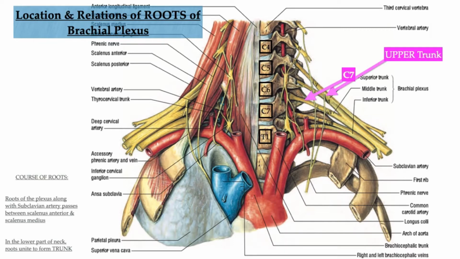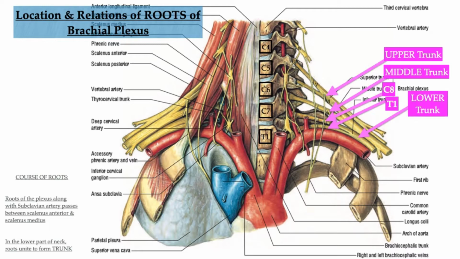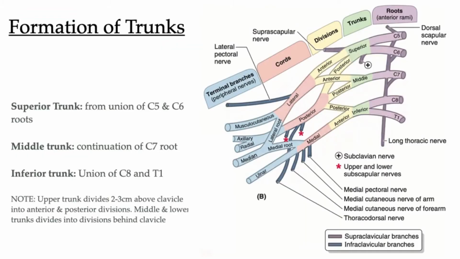This is C7 root of the brachial plexus. It continues as the middle trunk of the brachial plexus. Next we have C8 and T1 roots of the brachial plexus. They unite together to form the lower trunk, that is inferior trunk of the brachial plexus. Now, on the screen is the schematic representation of the brachial plexus. Here, again, you can see this is C5 root, this is C6 root.